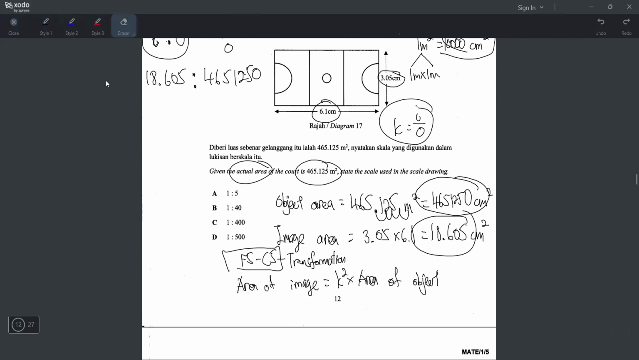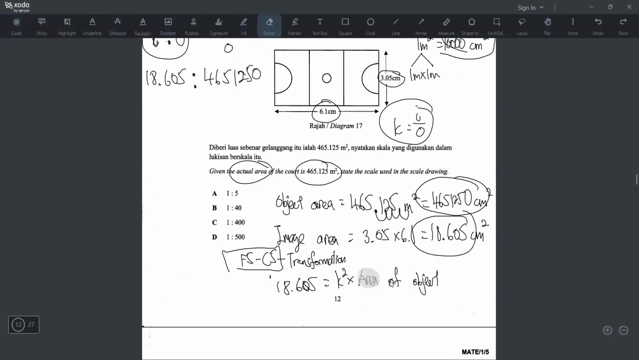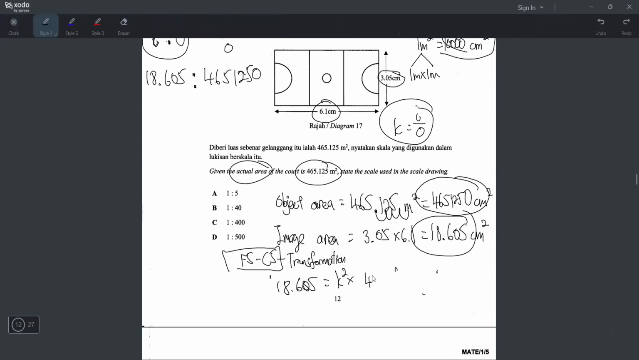So erase. Put 18.605 here, and then the other part is area of object, erase, and it's here, right? 465 1250. And how to find k now? You bring this over there, times becomes divide, jadi divide. So press calculator: 18.605 divide 465 1250.